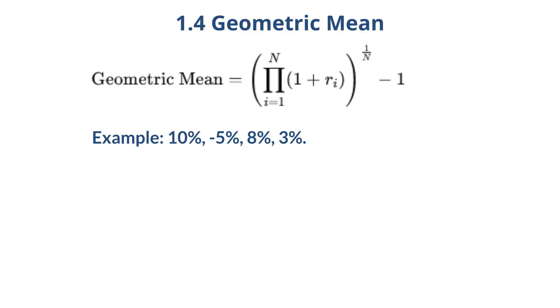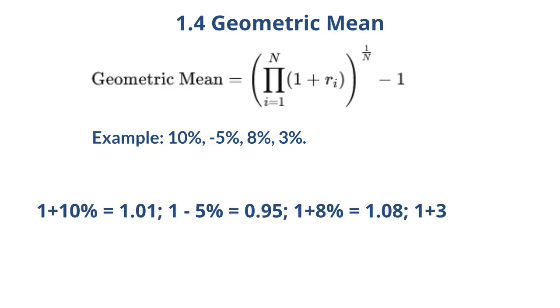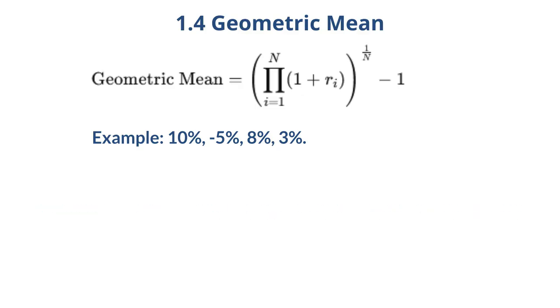Step 2. Add 1 to each value to represent the total growth, since geometric mean is used for growth rates. The growth factors: 1.10, 0.95, 1.08, 1.03. Step 3. Multiply all the growth factors together. 1.10 times 0.95 times 1.08 times 1.03 equals 1.1625.